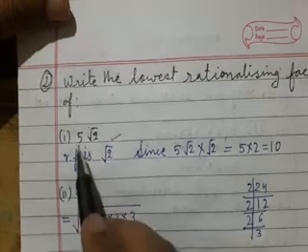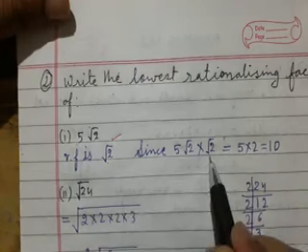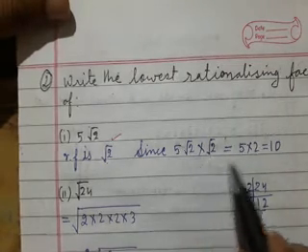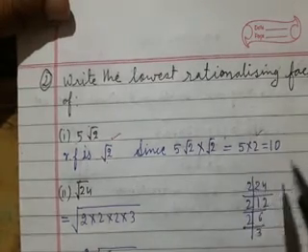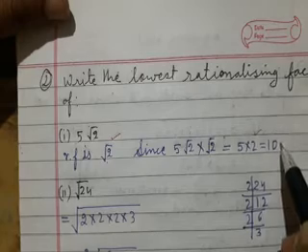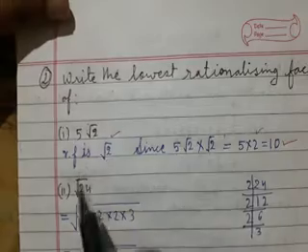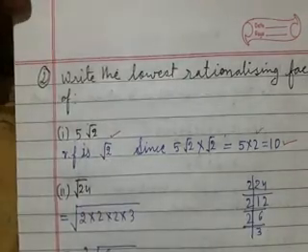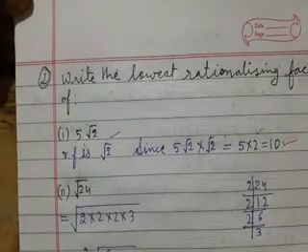We multiply 5 root 2 with this rationalizing factor. Root 2 into root 2 is 2, and the 5 stays, so 5 times 2 is 10. So you see we have got 10. 10 is a rational number. So we can say that root 2 is the rationalizing factor for 5 root 2.